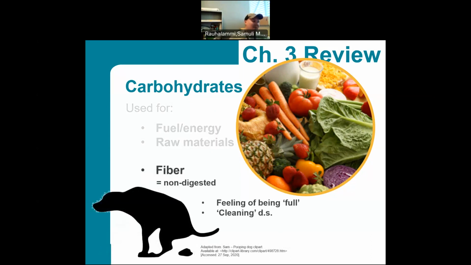In addition, I wanted to mention a few words about fiber. Fiber is non-digestible components. They serve a few different purposes. First of all, fiber gives us the bulk so that we feel full, but also helps to move materials along the digestive system. So consuming some amount of fiber, even though there's no actual energy or raw materials in it, is considered something that's good for your digestive processes.